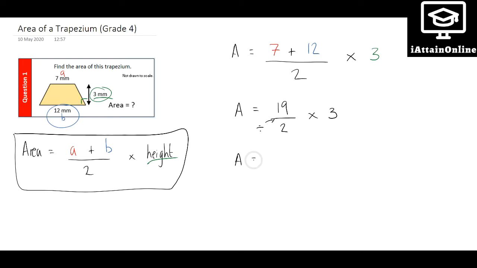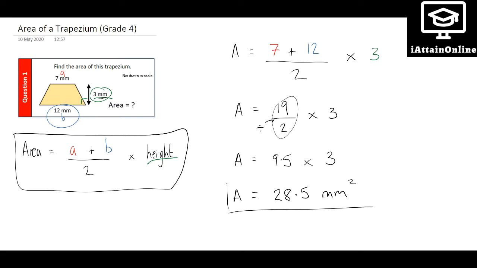So the area of this one is going to be 19 divided by 2. You have to do this bit first, just to tidy that bit up. 19 divided by 2 is going to give me 9.5. And then we can multiply that by 3. So the area equals 9.5 multiplied by 3, which is going to give me 28.5. Now, because it's area, the space inside a shape, you must remember your units. The units we're working with in the question were millimeters, but because it's area, that must be squared. So the answer to this question is 28.5 millimeters squared.